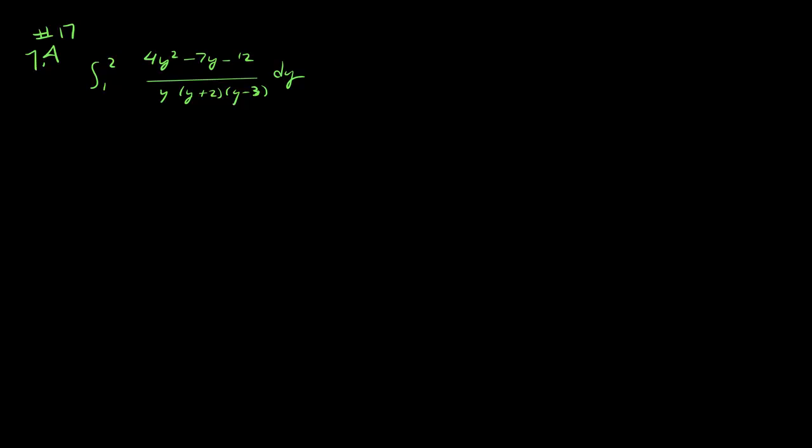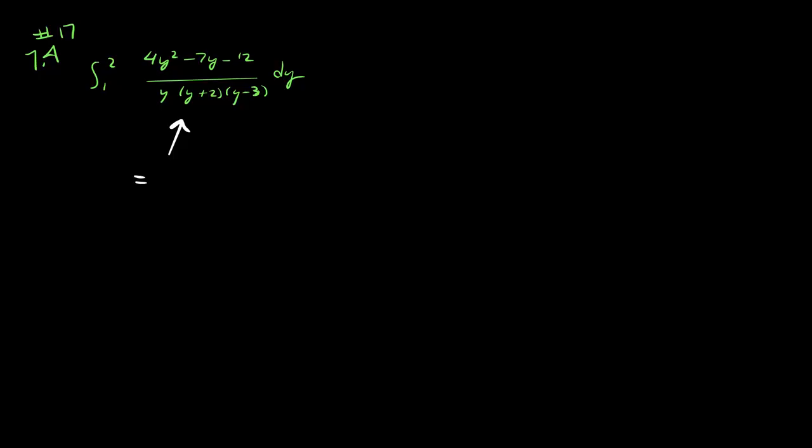This is number 17 from section 7.4. It's already factored in the denominator for us, and the numerator has a lower degree than the denominator. So we are ready to do partial fraction decomposition. So let's focus on a good guess for what is inside of there.